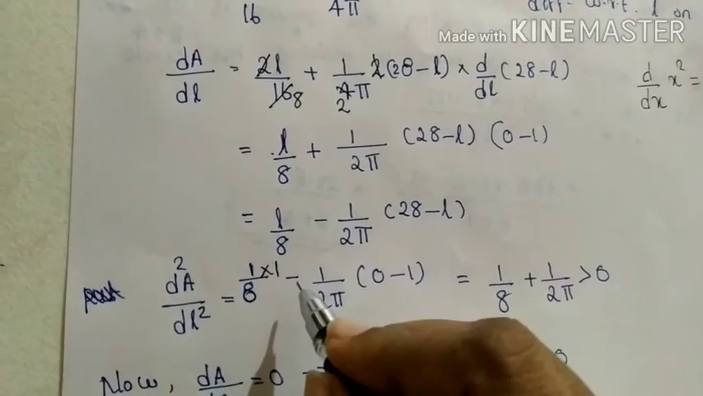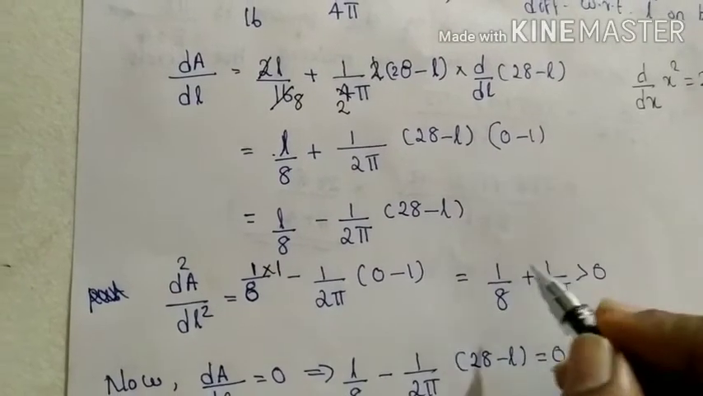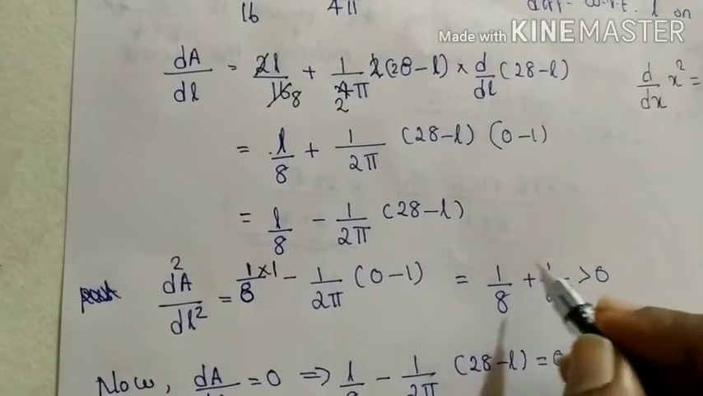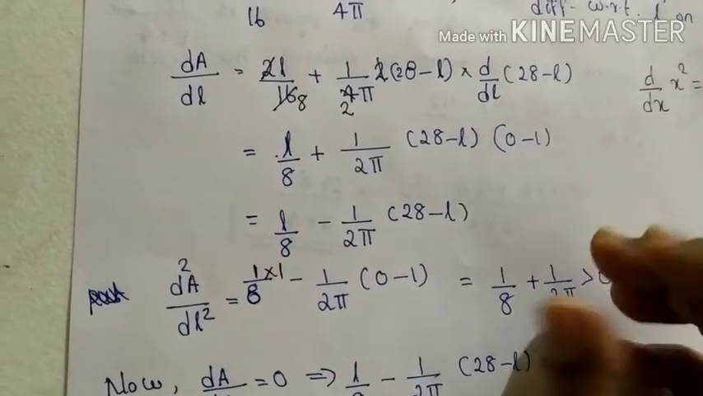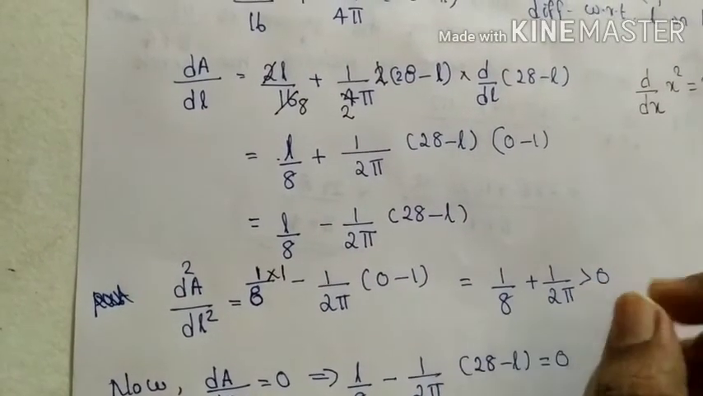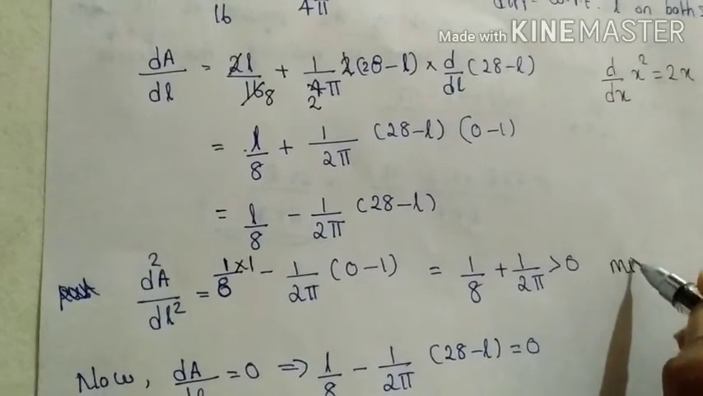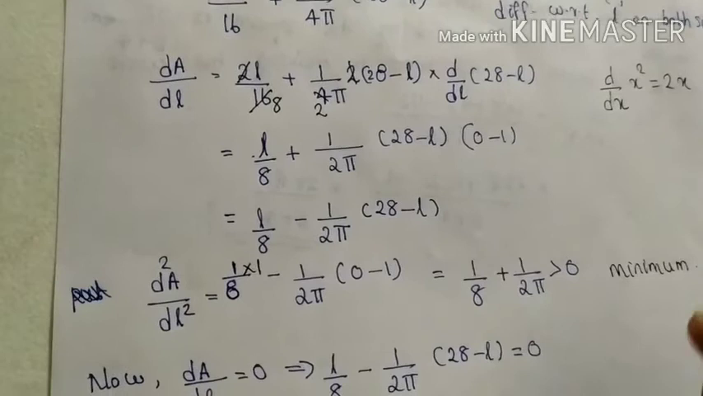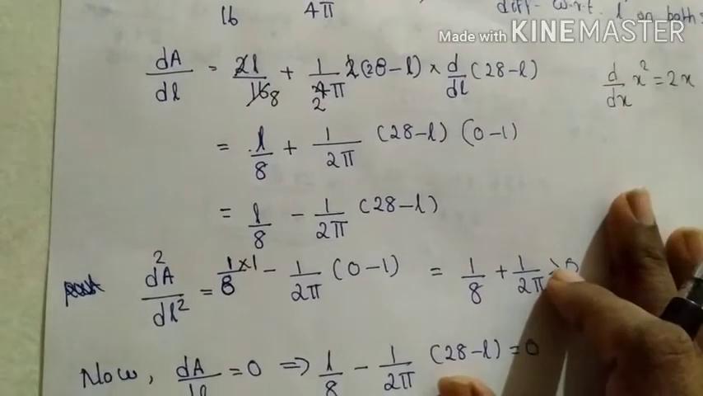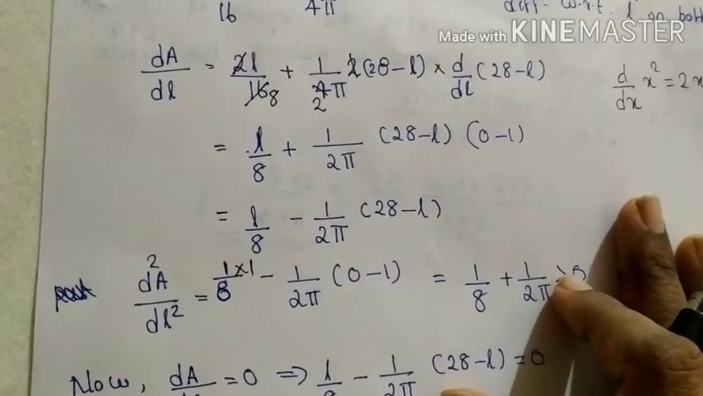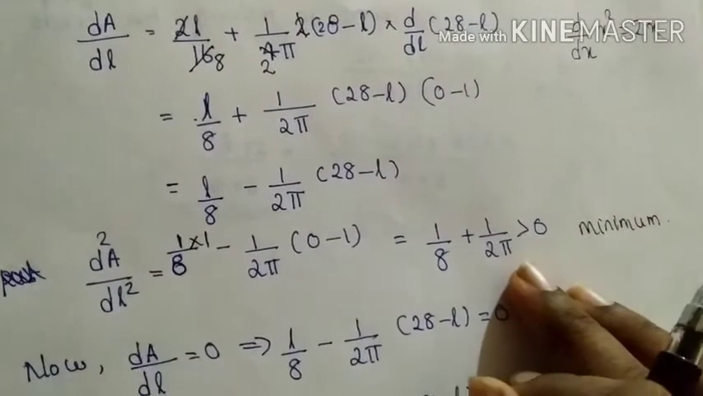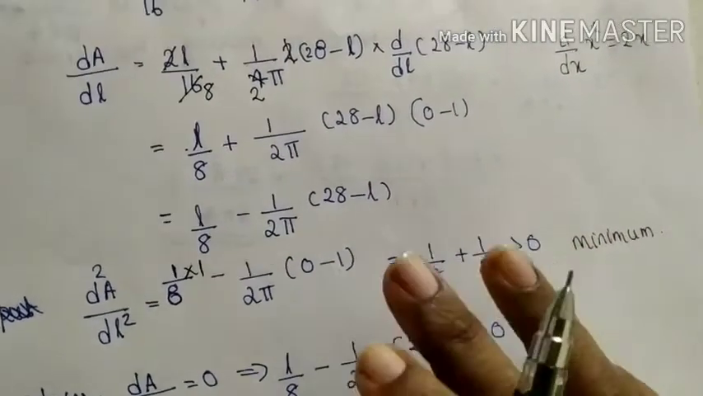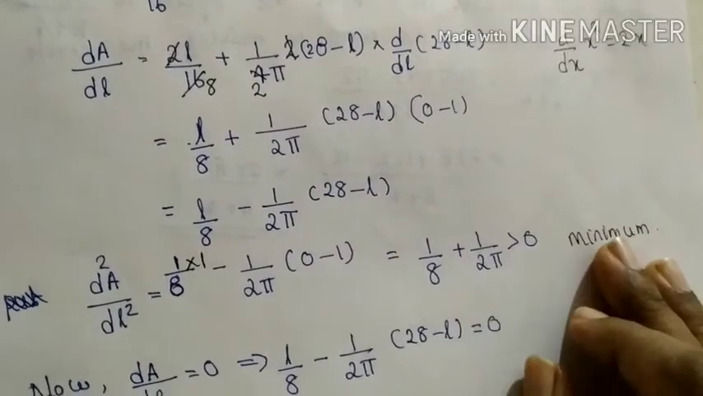This minus and minus will become positive. So 1 by 8 plus 1 by 2 pi, and this is a positive term and this is a positive term, so the whole term is positive. So this is a minimum. The condition they have already given is that the combined area is minimum.